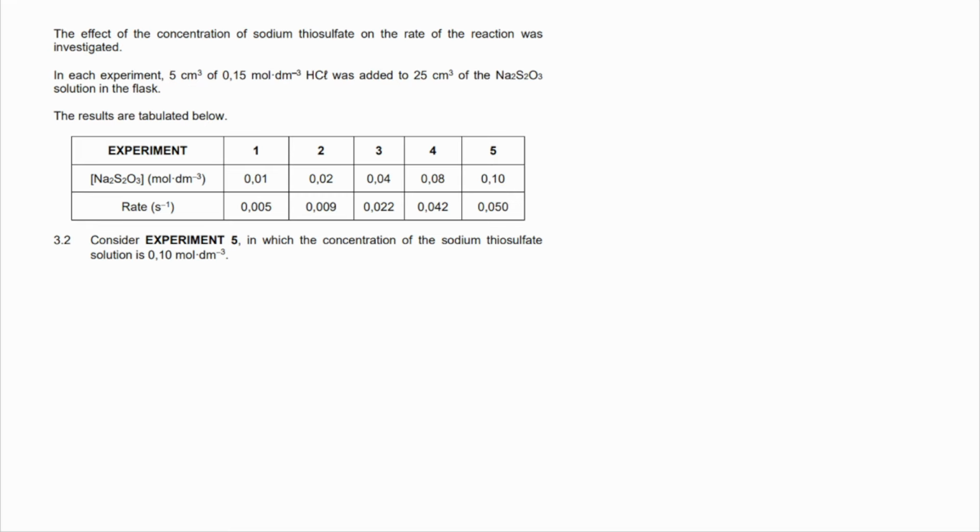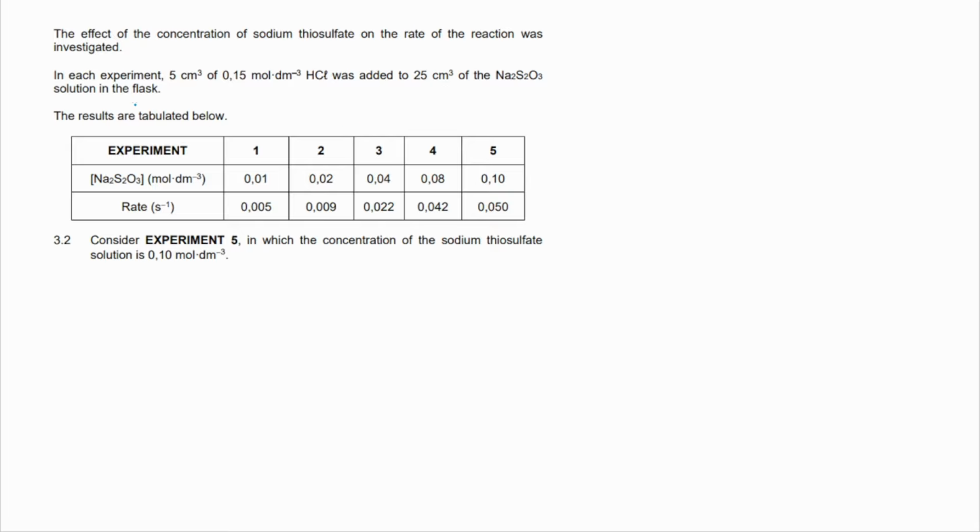Okay, not over time. But anyways, they say the effect of concentration of sodium thiosulfate on the rate of reaction was investigated. I kind of butchered that sentence, but anyways, in each experiment we have a volume over there. What's the problem with that volume? It is not in decimeter cubed. How do we convert? You have to divide by 1,000. Keep that in mind because over here we work with decimeter cubed as an SI unit. Again, problems over there. So little things like this, we've got to identify them as soon as possible.